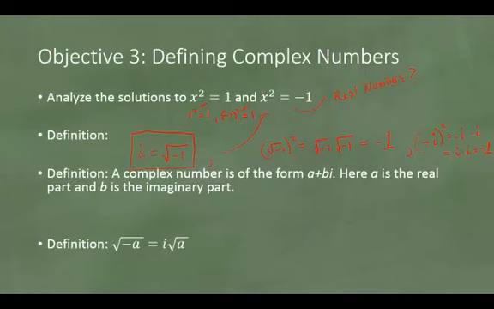A complex number is a number of the form a plus bi. In other words, a is any real number, and b is any real number, but we're multiplying b times I. So for example, 2 plus 3i is the same thing as 2 plus 3 square roots of negative 1. That's a type of complex number.